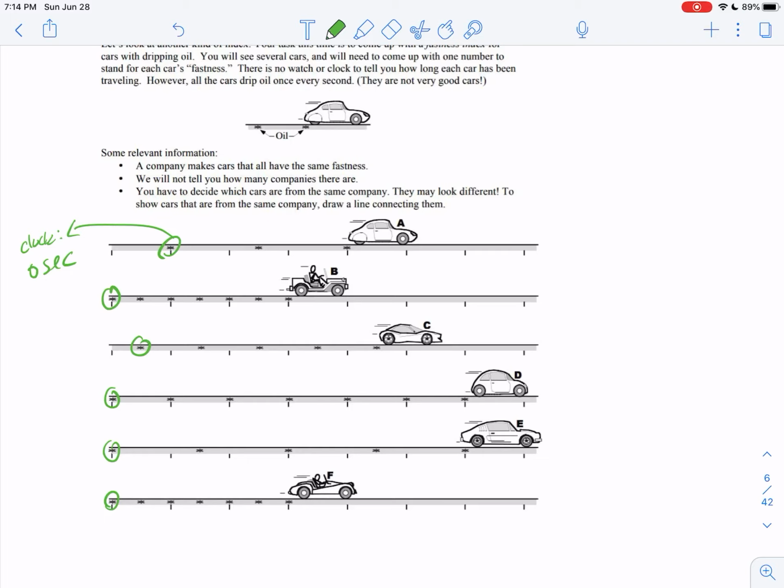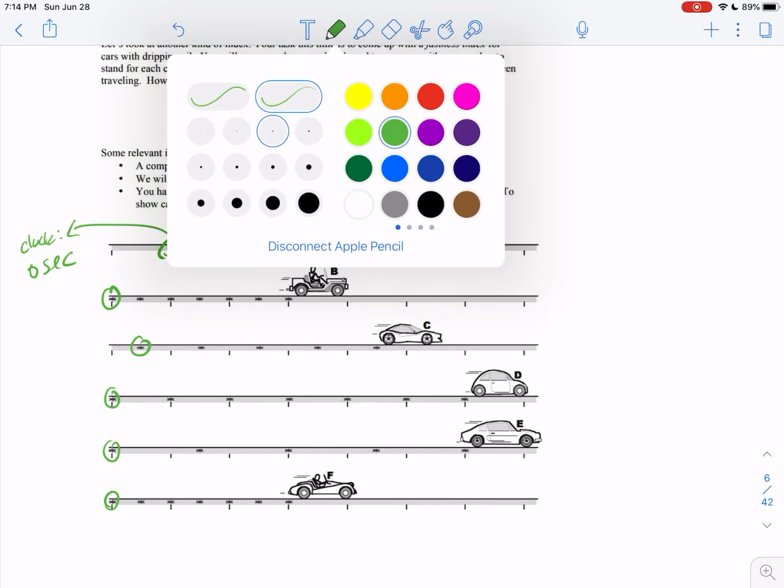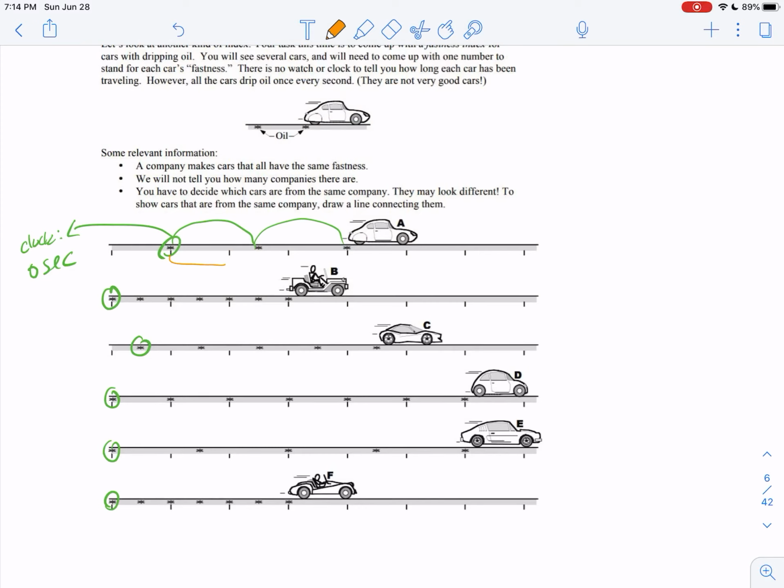So this car is only going for 2 seconds, okay? Right, so this car is going for 2 seconds and it's covered 1, 2, 3 blocks. So this car would be 3 blocks in 2 seconds, okay, which reduces: 3 divided by 2 is 1.5 blocks in 1 second, right? Because we want to make them all per 1 second so that we can compare.